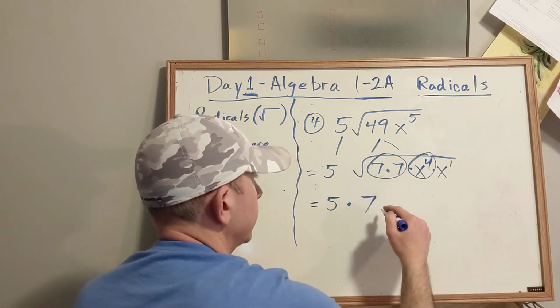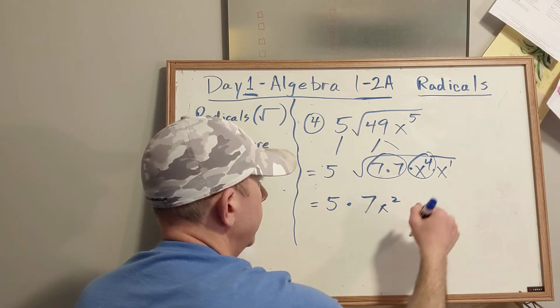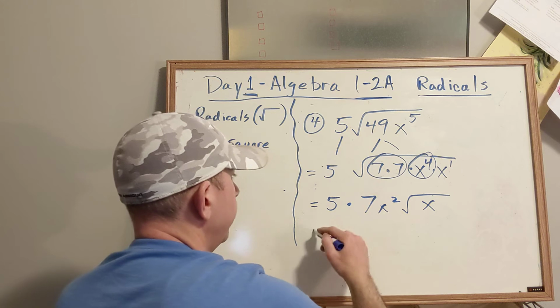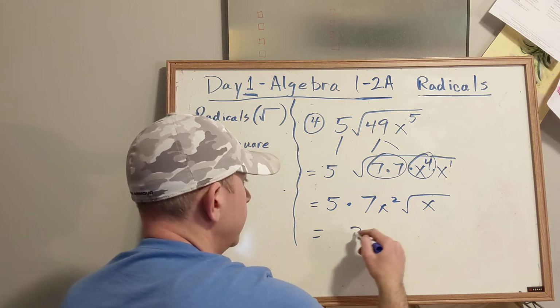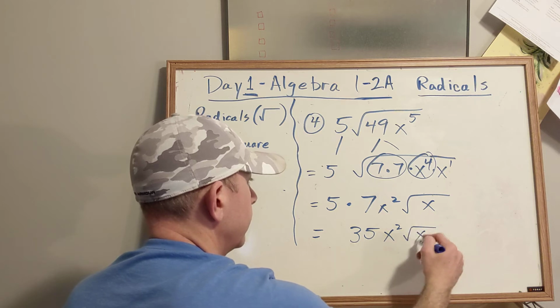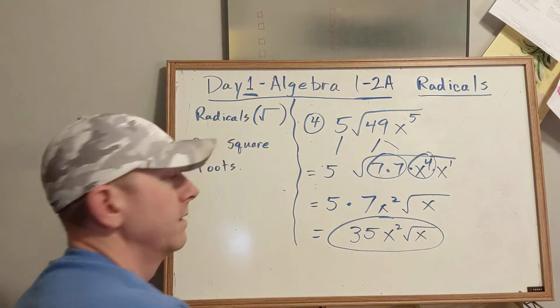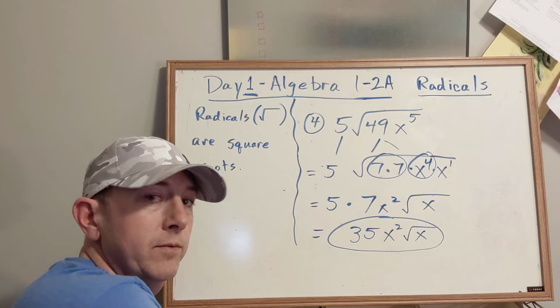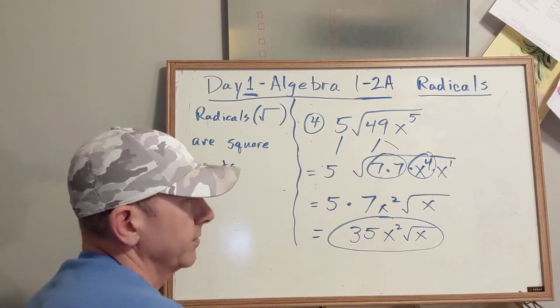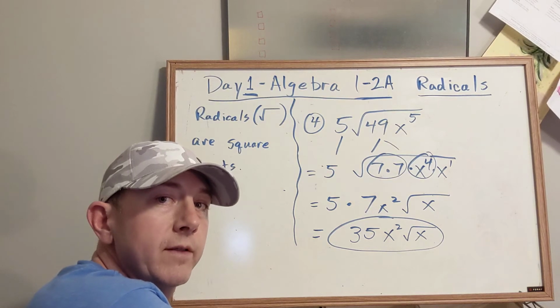So this will be a perfect square of x squared. Half of 4 is 2. And then we have this left over. So my final answer, 5 times the 7 is 35, x squared radical x. So a lot of the same concepts we did on number 3. Just now we also had the 5 out here that we had to multiply to simplify the radical.